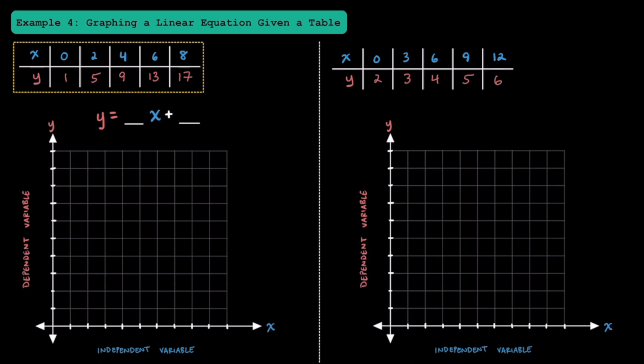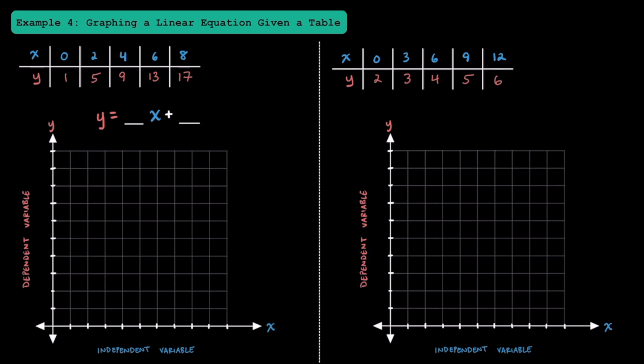For this particular table, we can see that each of these x values help create larger y values. Since that's the case, I'm going to start by thinking about multiplying. Just looking at this 2 and 5 here, we can multiply 2 by 2 to get 4 and add 1 to get 5. Let's see if that works here. 4 by 2 gets us 8, and 8 plus 1 gets us 9. And checking just one more for now, 6 by 2 equals 12, and 12 plus 1 does equal 13.